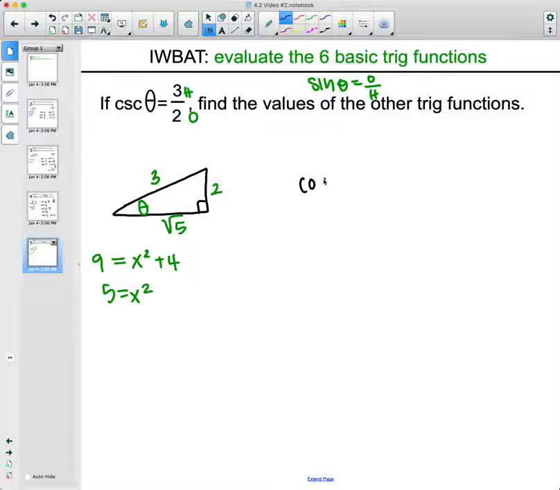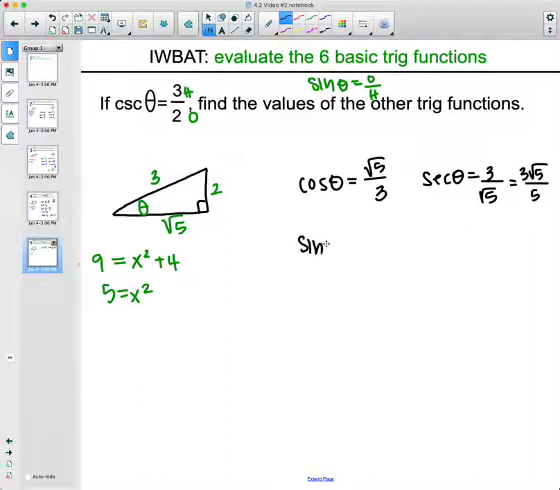So then again, cosine is going to be adjacent over hypotenuse. So the adjacent side over the hypotenuse. So then secant is going to be 3 over root 5, or rationalized is going to be 3 root 5 over 5.